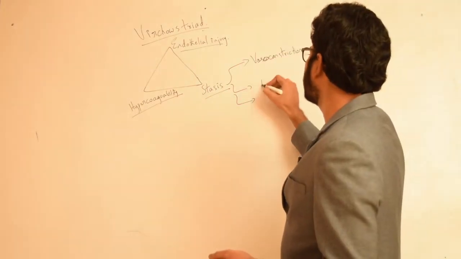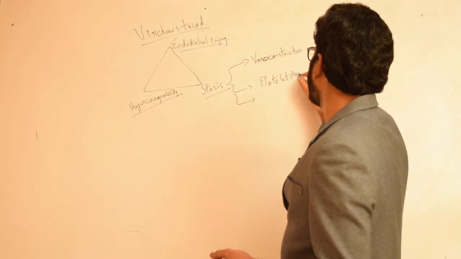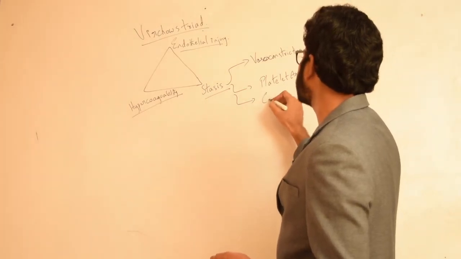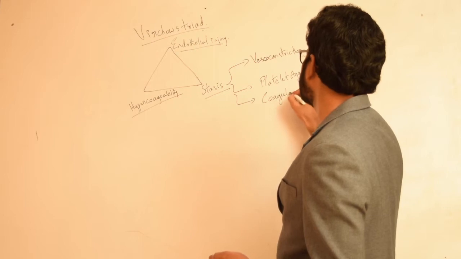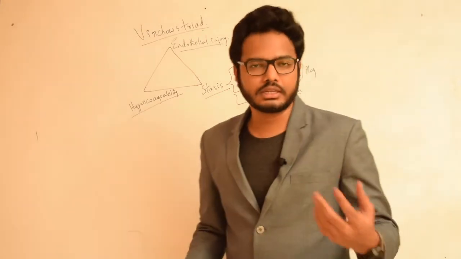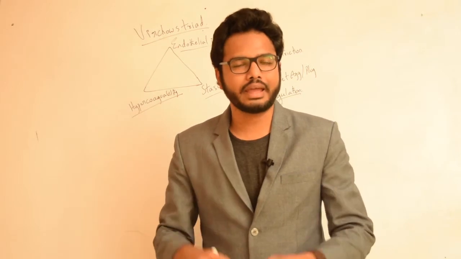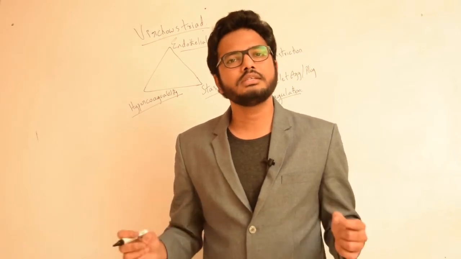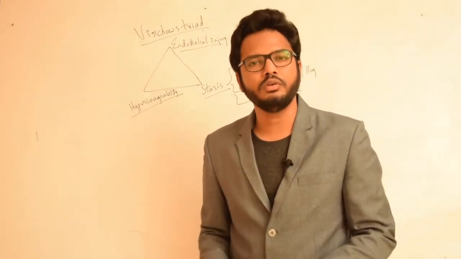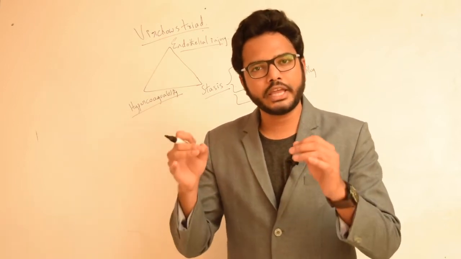Following this there will be platelet aggregation, or formation of a platelet plug, and in the third and final stage there will be coagulation. In coagulation, again, it can happen either through the intrinsic pathway or the extrinsic pathway. We'll discuss all the pathways involved in coagulation in the next video, but in this video let's focus on the various clotting factors and understand the basis of coagulation.